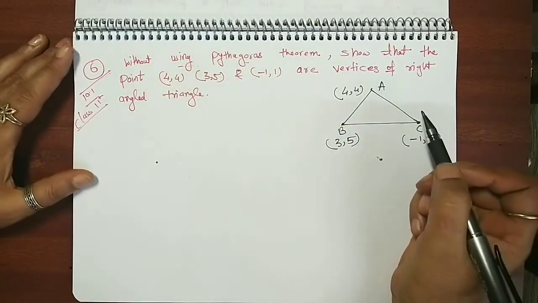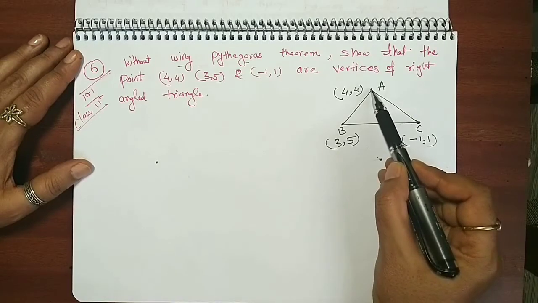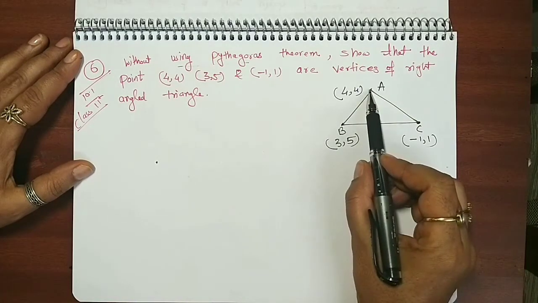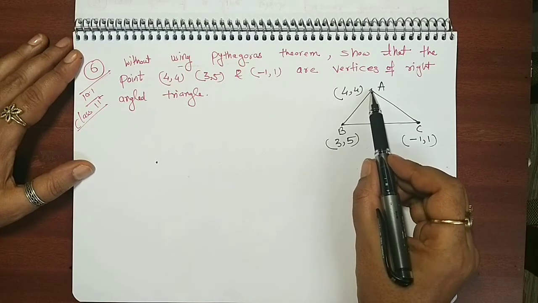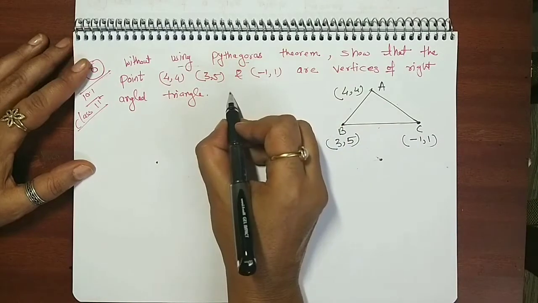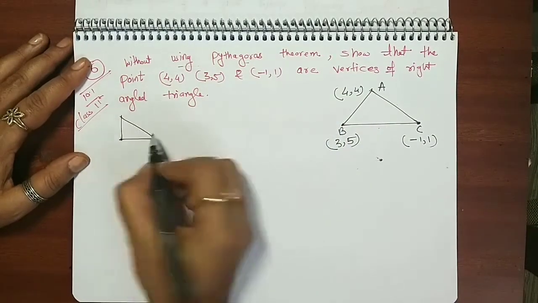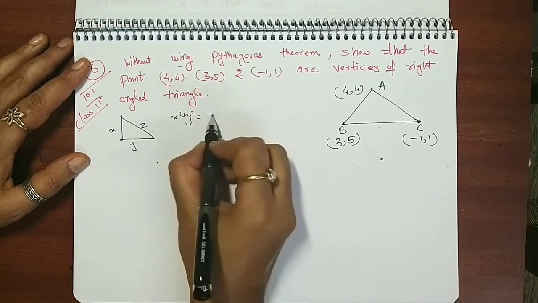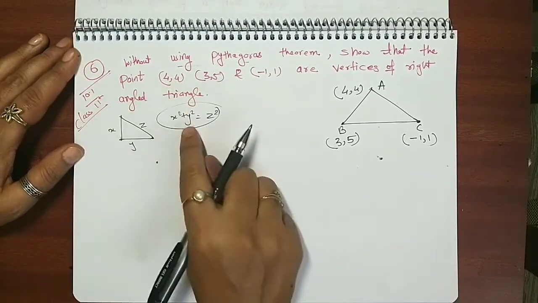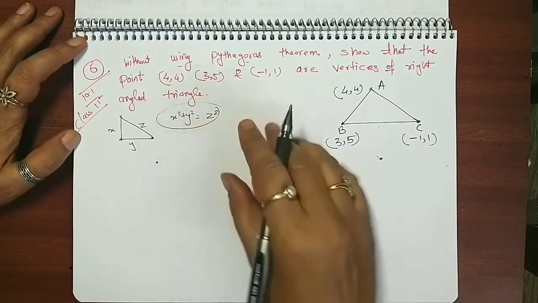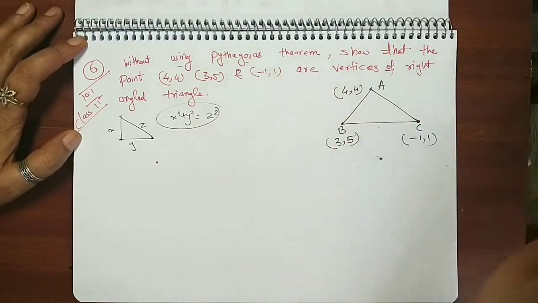Using Pythagoras it's simple. What we could have done is we can find out AB square, then BC square, then AC square. And then we can prove the sum of the square of any two sides is equal to the square of the third side. That is what Pythagoras says, we could have used it. Sum of any two sides means x square plus y square is z square, which is very simple. They don't want us to use that formula. They want us to prove it is a right angle using something else.